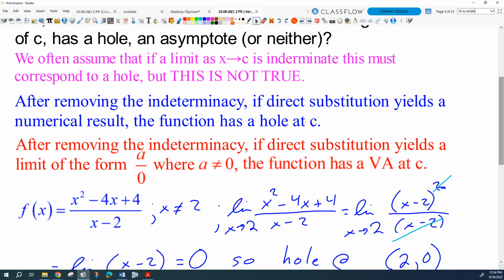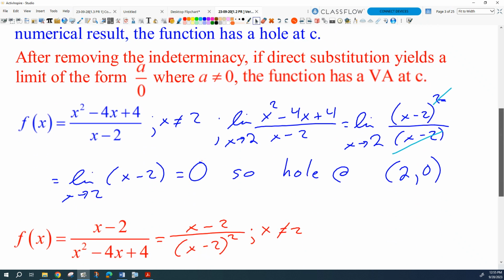After removing the indeterminacy, if direct substitution gives us a numerical answer, some number other than infinity, then I know it's a hole, because the ant is approaching a specific value. So that means a hole. After removing the indeterminacy, if we end up, when we directly substitute, getting something of the form a number divided by 0, then it turns out that indeterminacy really was masking a vertical asymptote.